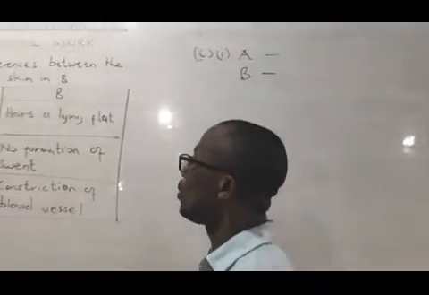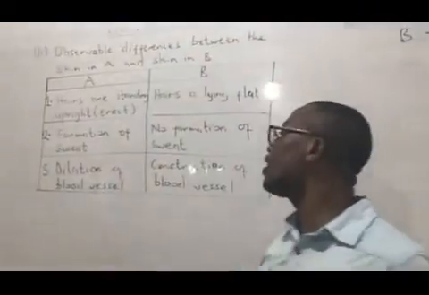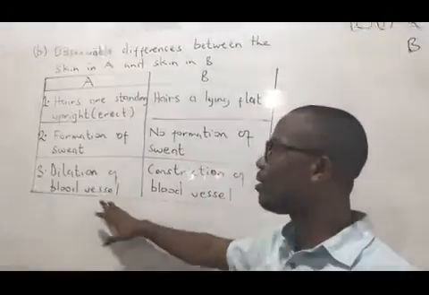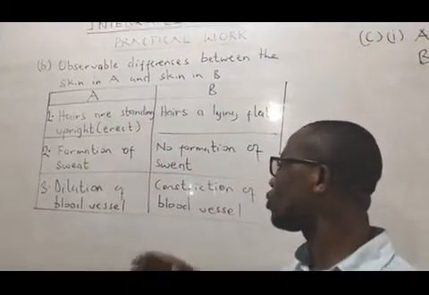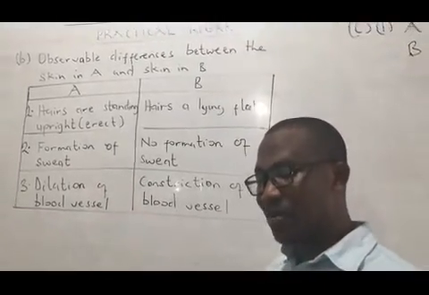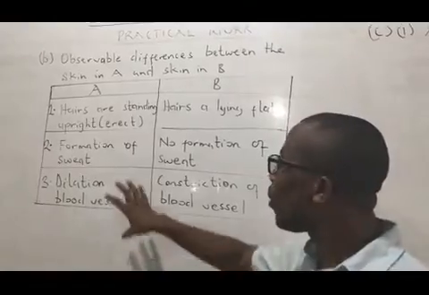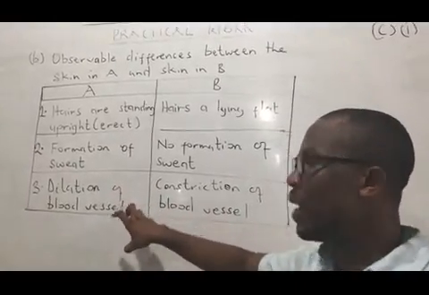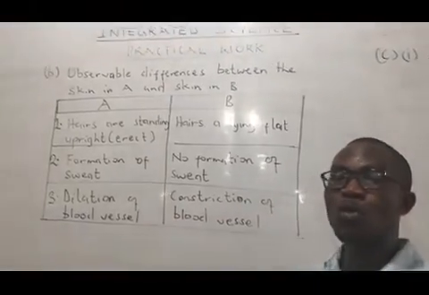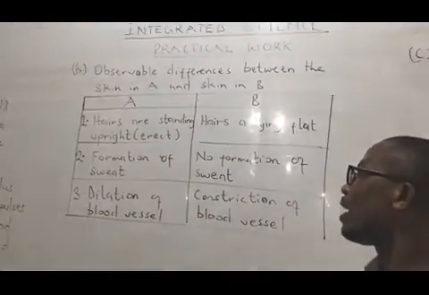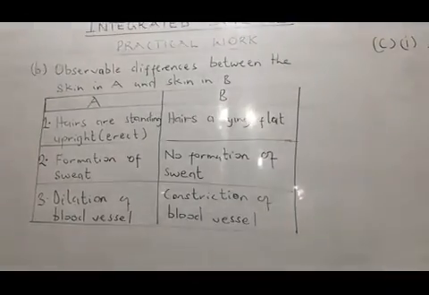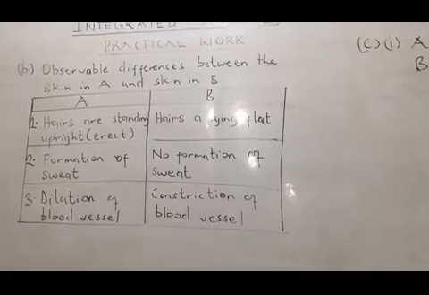And also, when the weather is hot, the blood vessel which transports blood to the skin dilates, it increases in size, so that more blood carrying heat can reach the skin. Then the excess heat will be lost from the skin. In that process, the temperature of the body will come down.